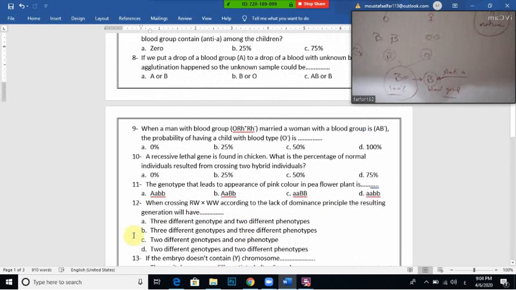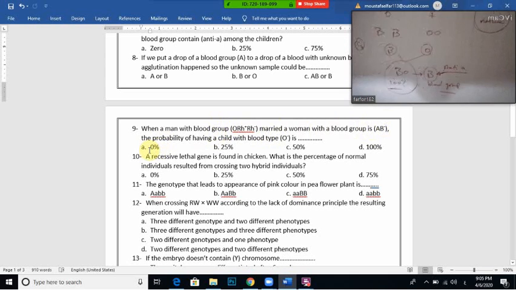Okay, number 9. A man with a blood group O, Rh positive, and this means he is O positive blood group, married to a woman with blood group AB negative. The probability of having a child with blood group O negative is, could a man with blood group O married to a woman with blood group AB bring children with O blood group? That's impossible. AB blood group with O cannot bring children with O blood group, so the probability will be 0.